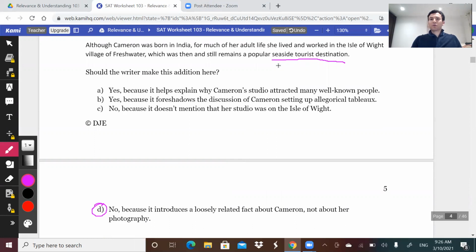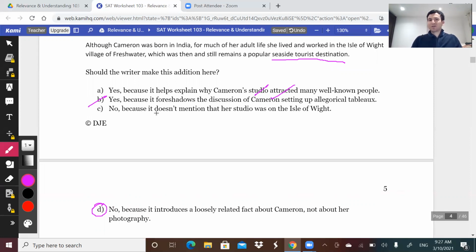So talking about where she was born doesn't have anything to do with why her studio would attract people. You'd probably want to read the rest of the essay, but I'll just tell you it's wrong. But that proves the point that you always want to zoom out if you need more information in order to make a decision.